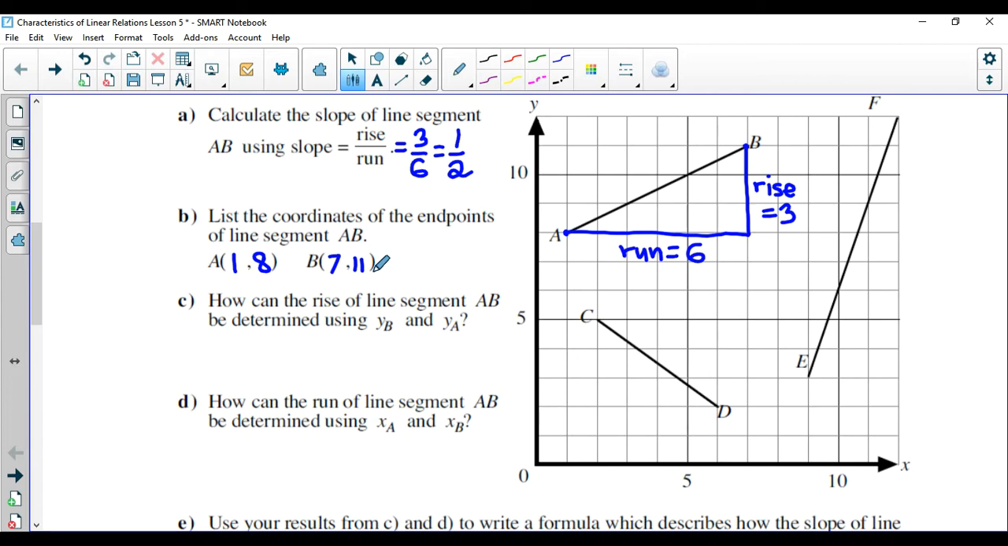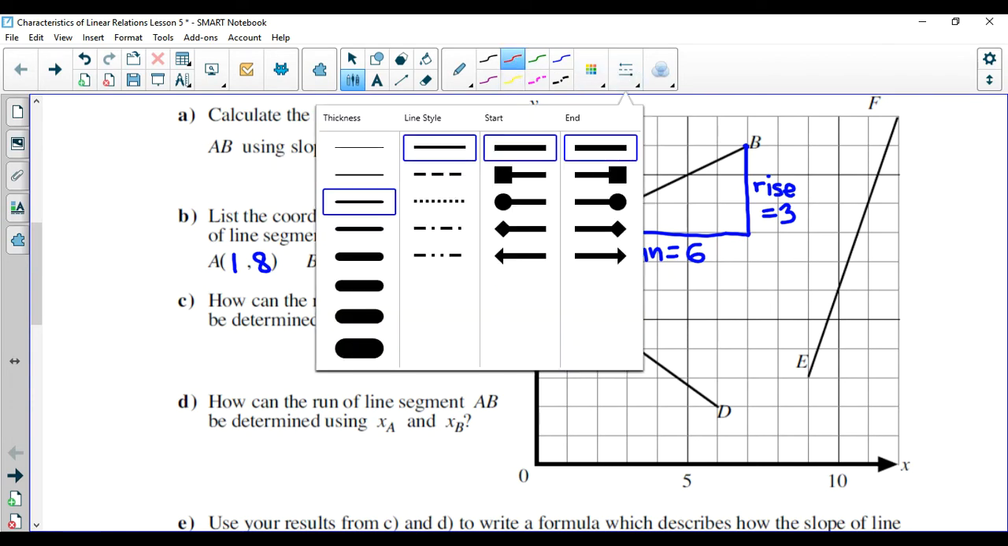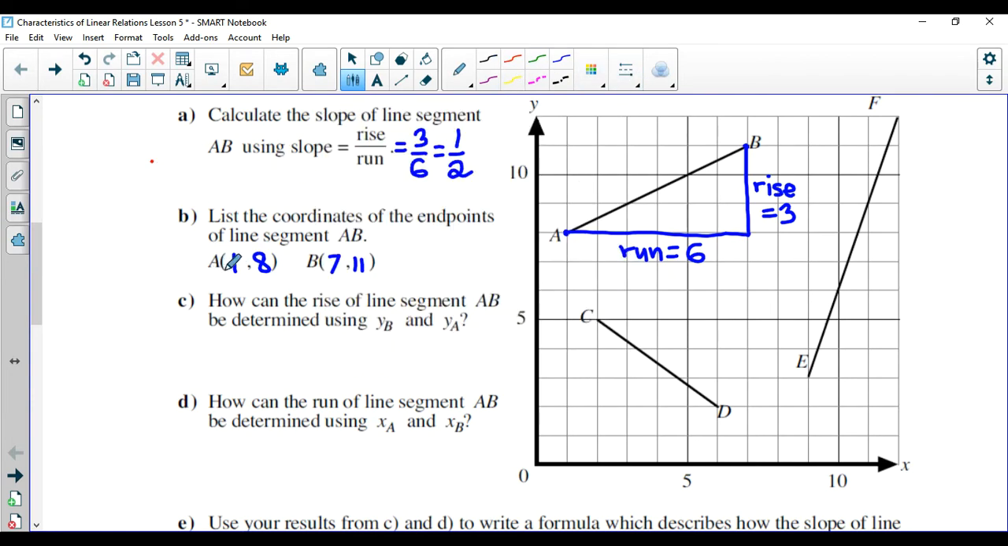Now part C says, how can the rise of the line segment AB be determined using the values for YB and YA? Okay, so just to clarify what YB and YA stand for. So I'm just going to go to this point. So this is point A. This point would have coordinates of XA, comma, YA.